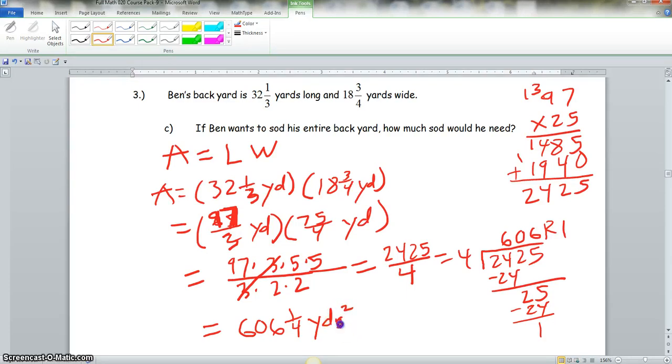Well, actually, we don't need the S. We could just put yard squared. Now, remember, we went over this before. When you deal with area, yard times yard, or unit times unit, will give you that unit to the second power. So this is 606 1/4 yards squared, or square yards. And that would be your final answer. Remember, this was a little scratch out here, but that is your final answer.